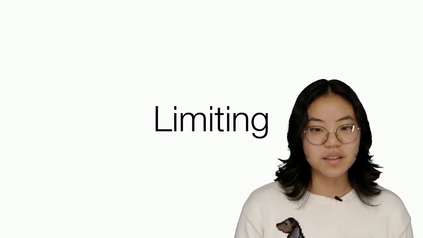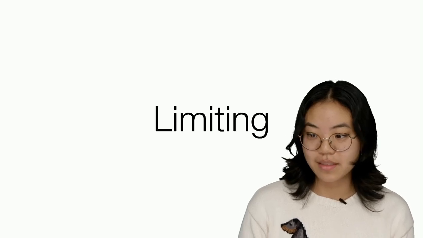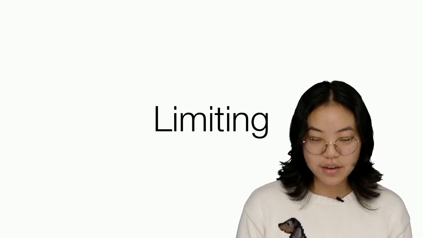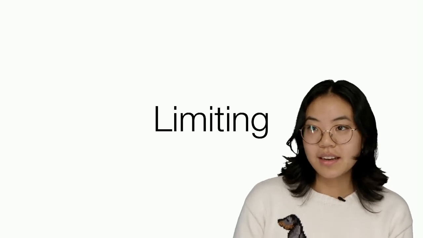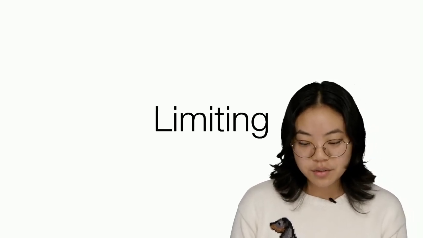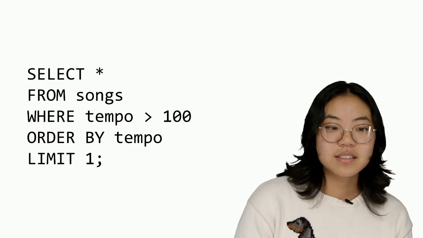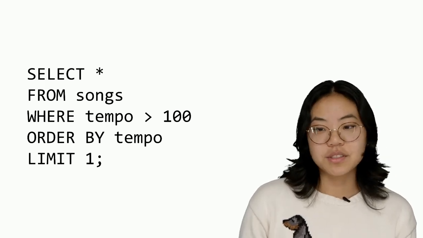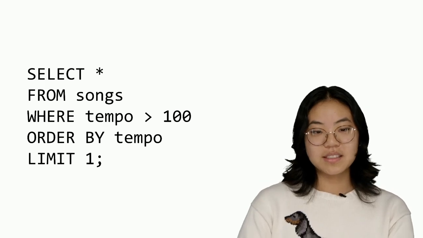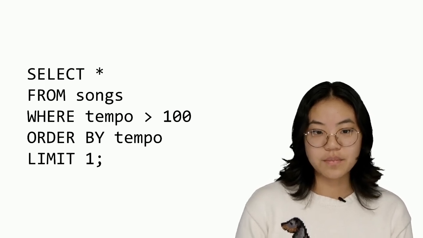Okay, next we're going to talk about limiting, which is another thing we can do with our select queries. If I only want a certain number of rows to show up, I can use this limit keyword to say I only want the first one within this list, or the first 5, or however you want it.